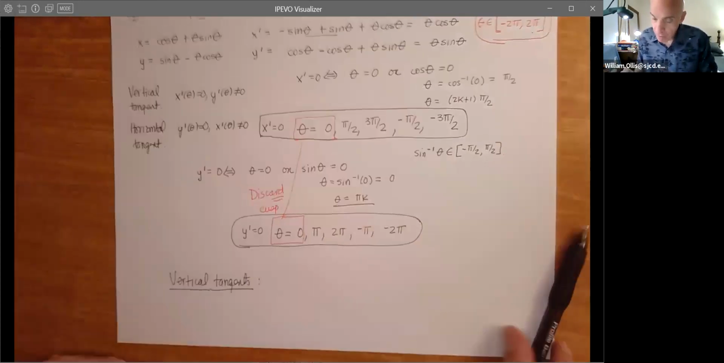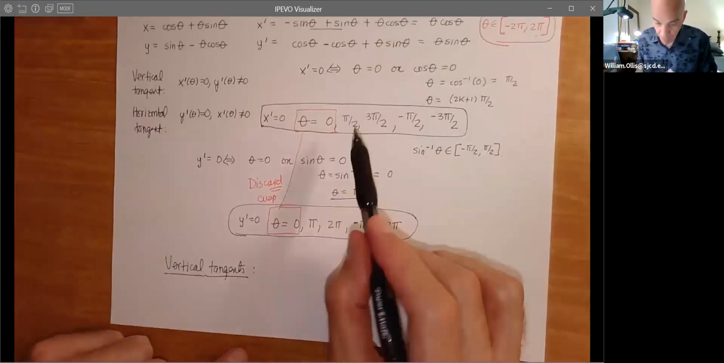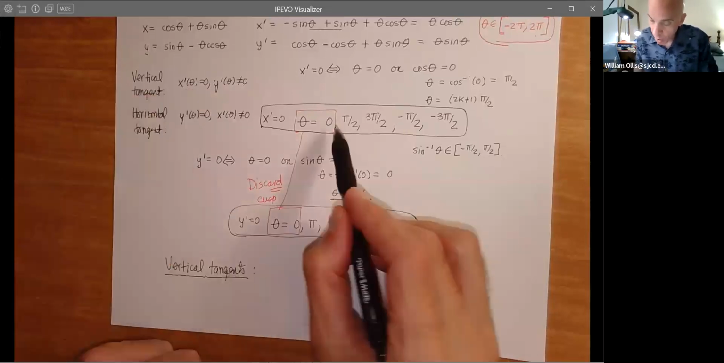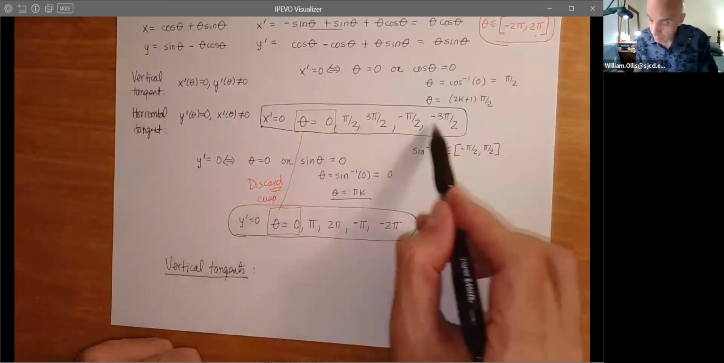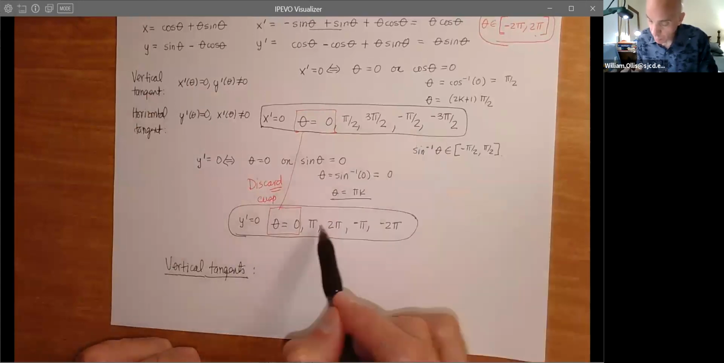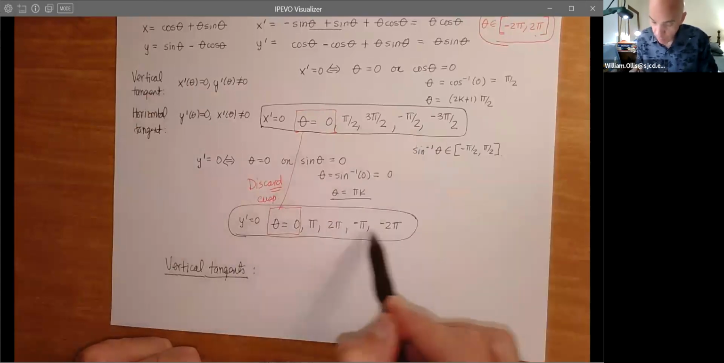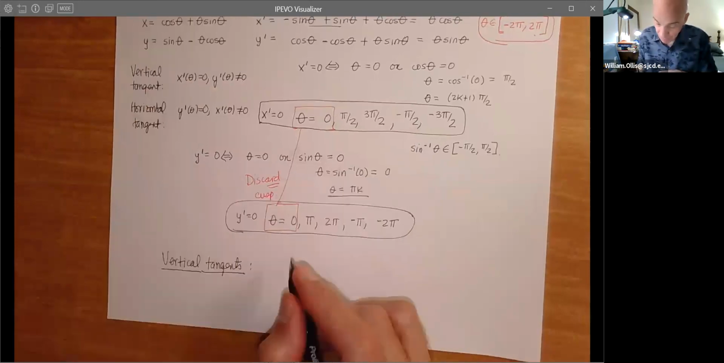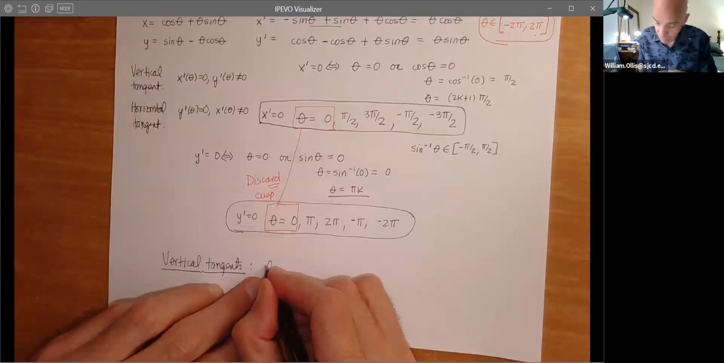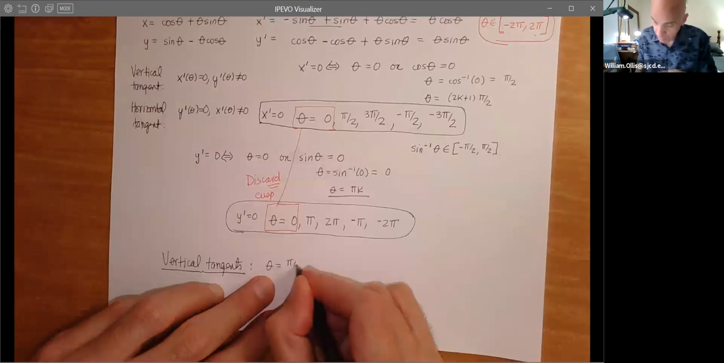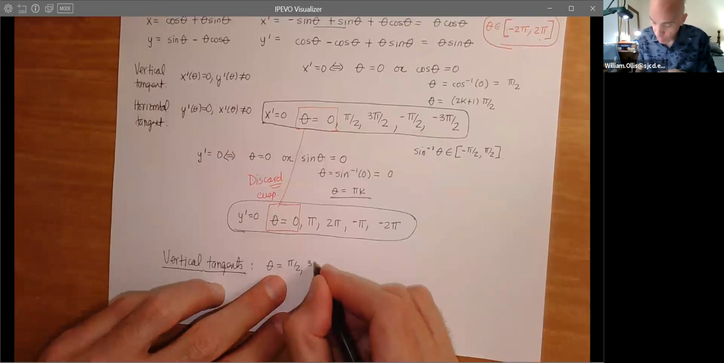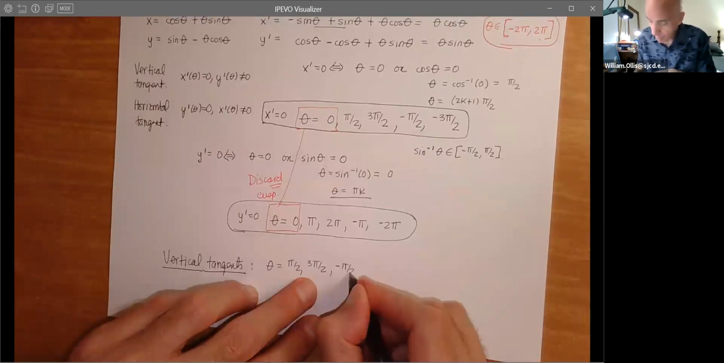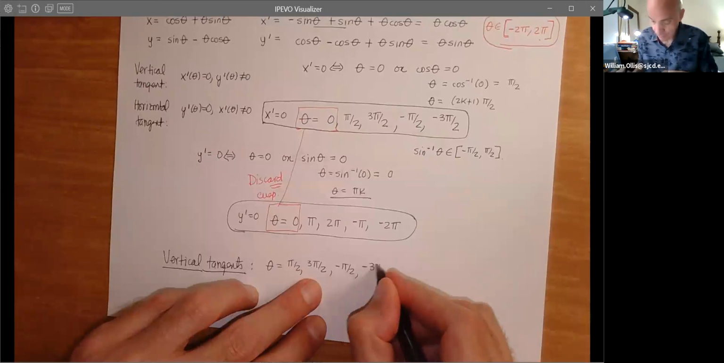But notice here, we need x prime equal to 0. So otherwise we're good. These don't correspond with any of these. So for the vertical tangents, we get the values of theta will be pi over 2, 3 pi over 2, negative pi over 2, and negative 3 pi over 2.